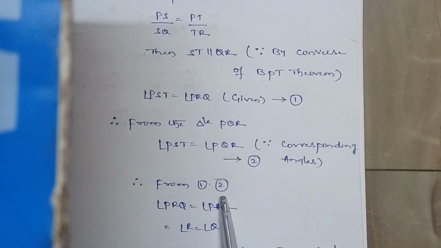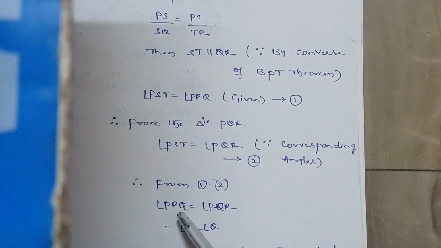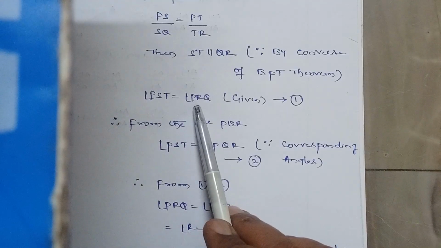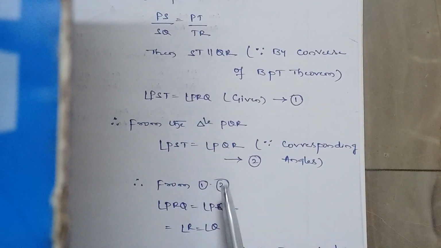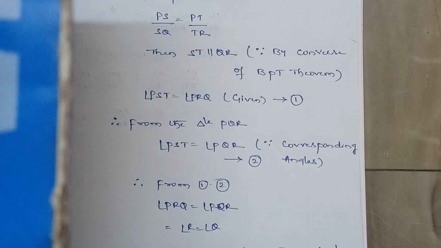Therefore, from 1 and 2, angle R will be equal to angle Q, students. Therefore, angle R equals angle Q. The sides opposite to equal angles are equal. Therefore, it forms an isosceles triangle, students. Then we go for the next sum.